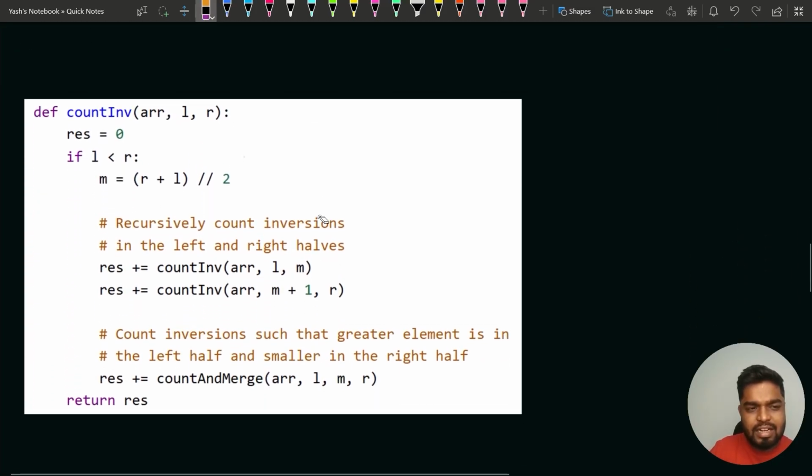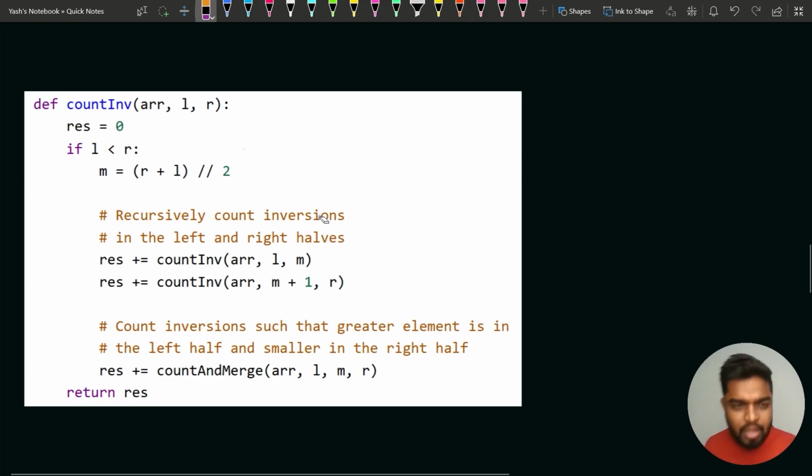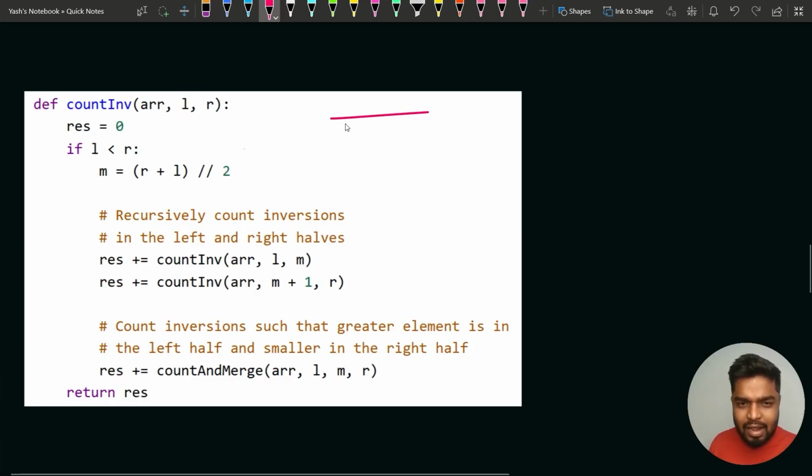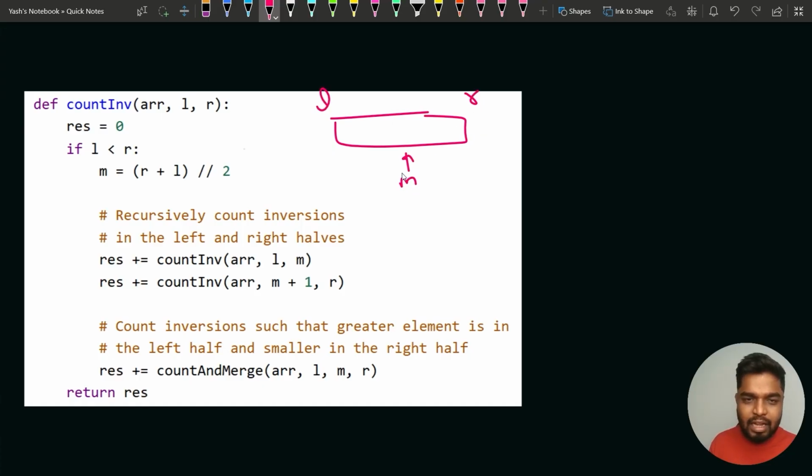If you see here, firstly let's have a look at the count inversion function. As I said, suppose you have an array from a particular L index till the R index, and if the left index is lesser than the right, this means that we can divide the array into two halves. Suppose this is L, this is R, we'll find the midpoint and divide this array into two halves. Then we apply the same approach on the left half from L till M, and on the right half from M plus 1 till the end of the array. So that is what we are trying to do.